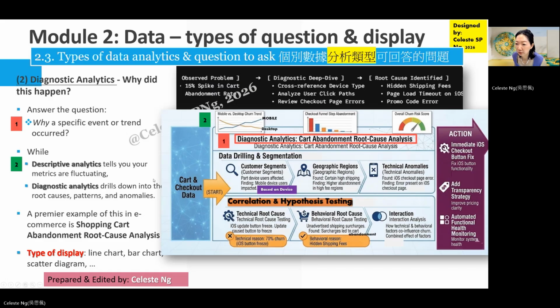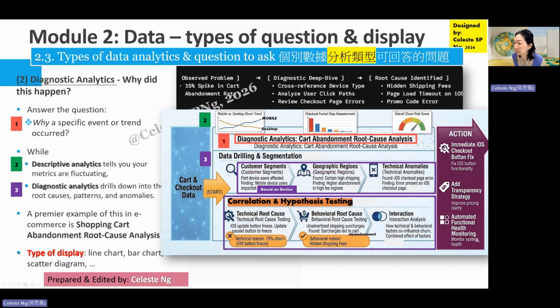And then for the descriptive analytics, okay, it will tell us whether there is any further analysis that we need to do. And from here, we know that there will be more diagnostic analytics to be carried out. So we want to understand why the churn trend indicates there's a churn rate increase for traffic coming from the mobile device.